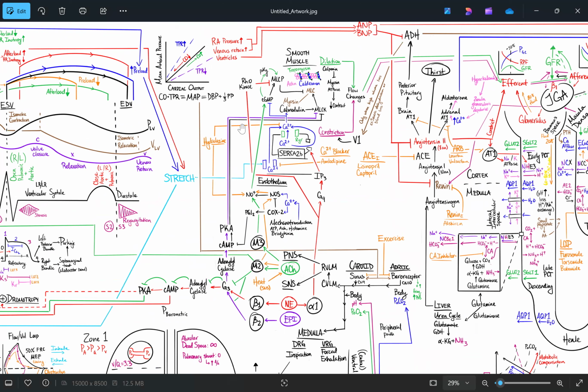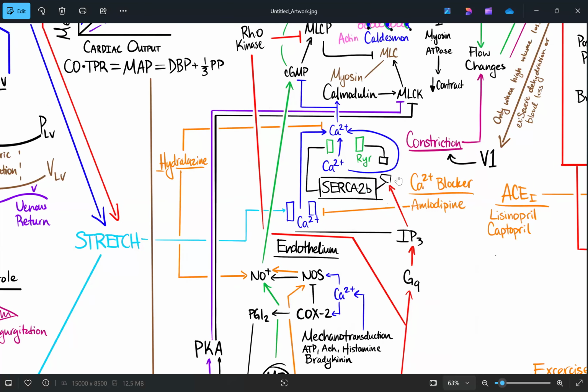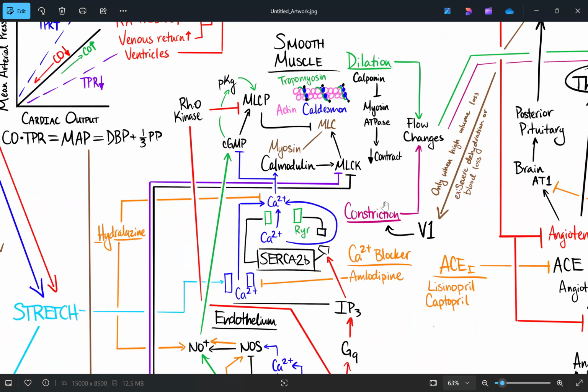If you zoom in a little bit more towards the SERCA B, we can ignore the endothelium a little bit because that might be a little confusing. Calcium opens up, similar to cardiac myocytes, the RyR, which releases more calcium. Calcium binds to calmodulin, which cGMP inhibits. Calmodulin activates myosin light chain kinase, which will phosphorylate the myosin light chain on your myosin. When that's activated, it'll bind more to your actin and do your cross-bridge cycle.